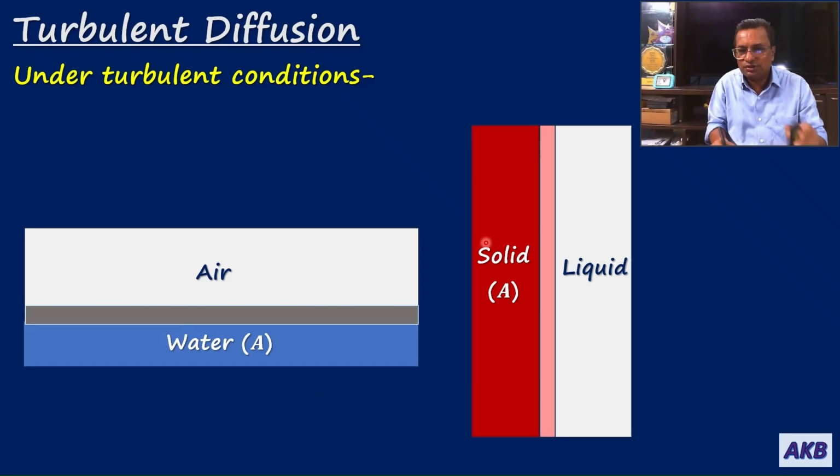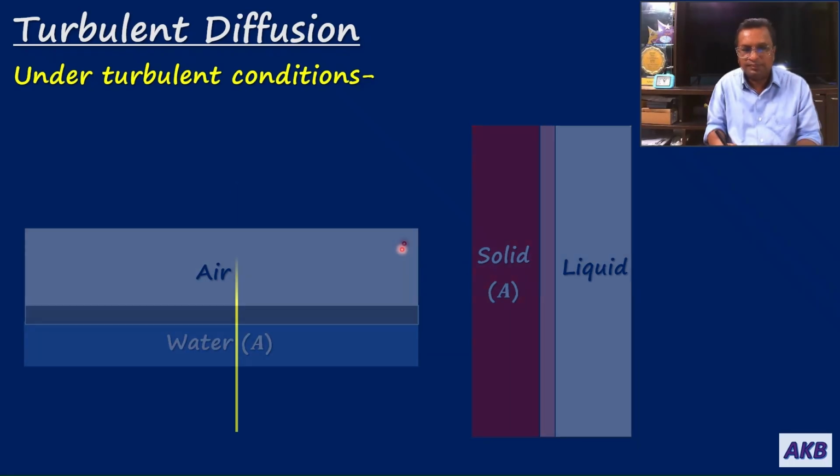I hope you have understood these two situations. That means when one fluid is flowing under turbulent conditions, whereas the other one is stagnant, then you have molecular diffusion. You have laminar conditions close to the surface, but as you move away from the surface, turbulent conditions become predominant. So let us move on.